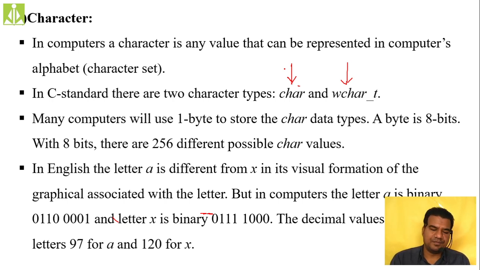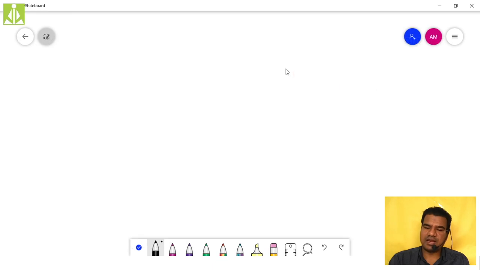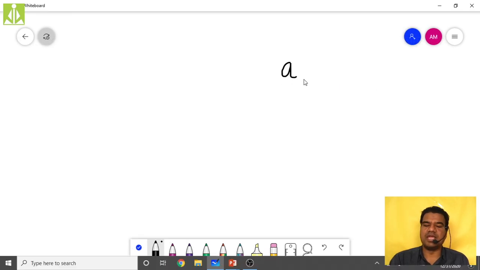Now, in English, how do we represent the letter A? The letter A is a graphical notation; like this we write A. To write B, like this we write B. To write X, like this we write X. All these have some graphical symbols associated with them. As human beings, we have some intellectual power, some visualization ability. So by seeing this A we say it as A, by seeing this B we say it as B, and likewise X. Likewise we name it and pronounce it.